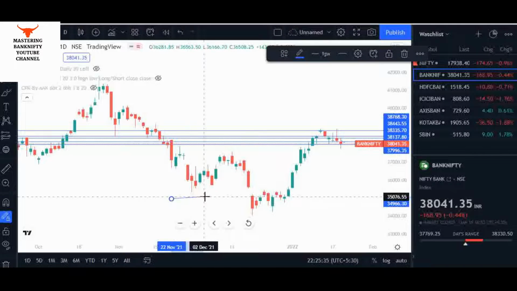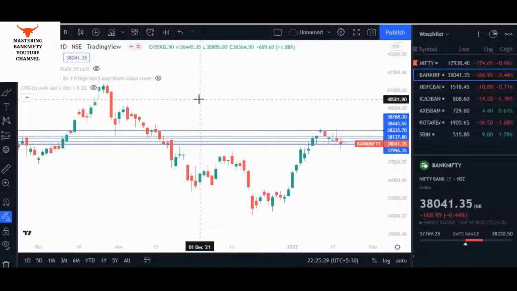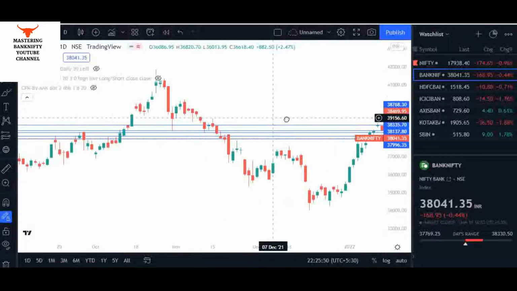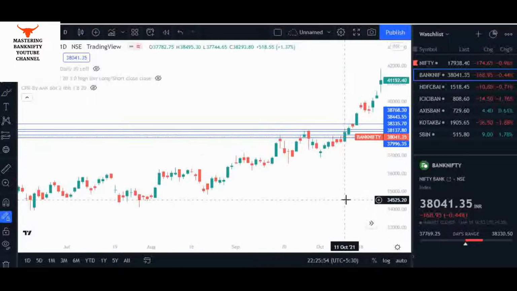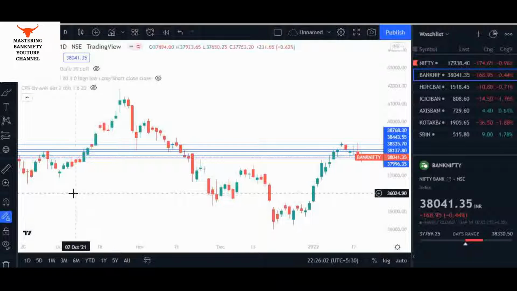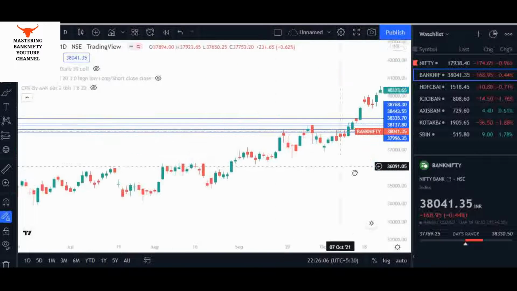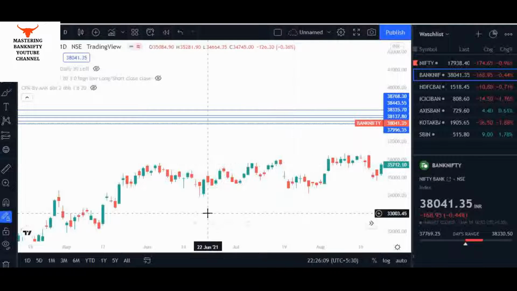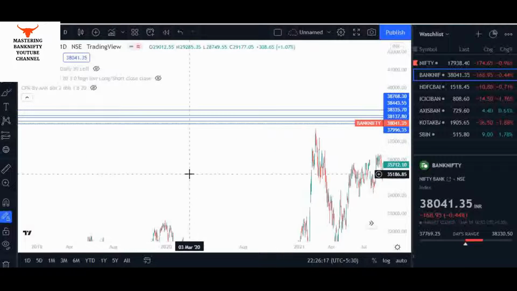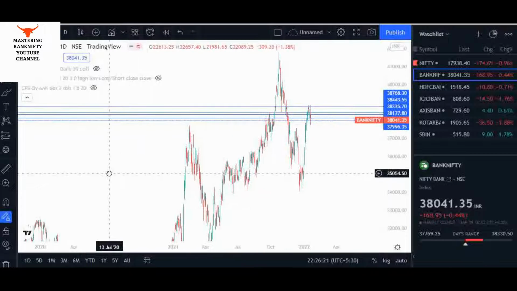So I told you these are the major levels. This range we already marked here, right? So this area we already marked. This is some kind of major resistance level.